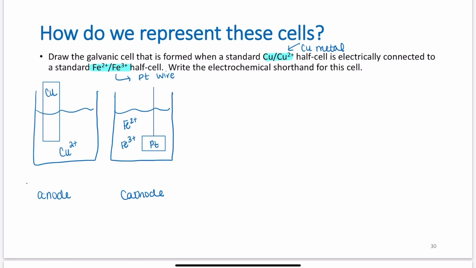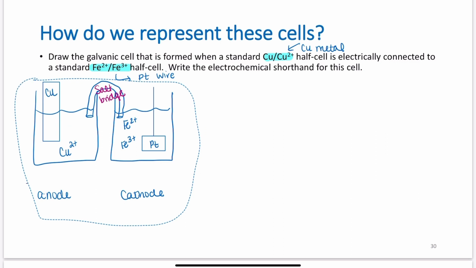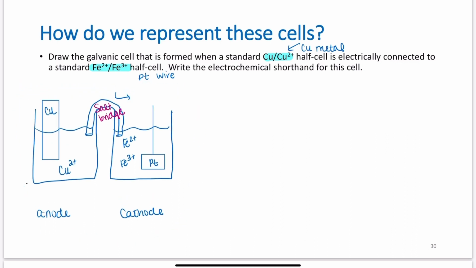Not done though, right? I still gotta label a few things. I'm missing my salt bridge. The salt bridge is what's connecting these two pieces. So that's my salt bridge. Let's write that in different colors so we can actually see it. So, salt bridge. And because I didn't give myself very much room here, move this down.